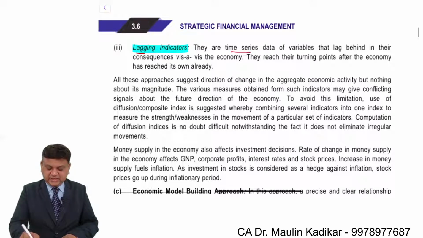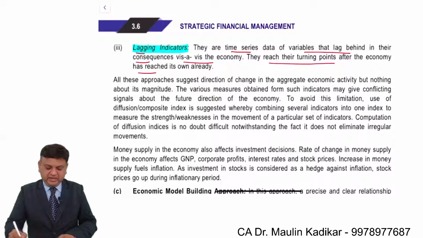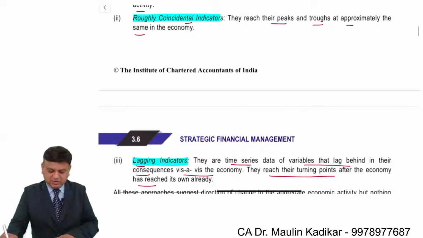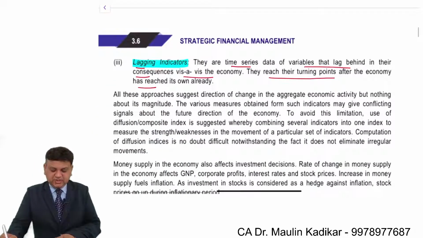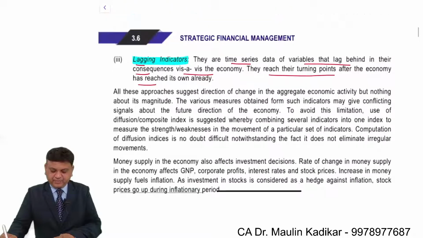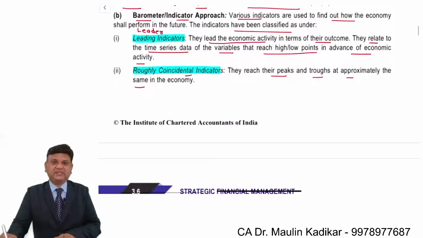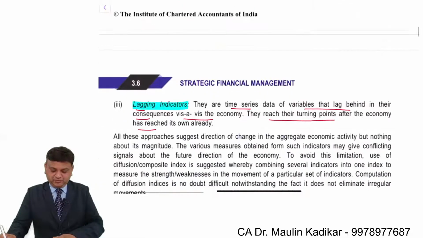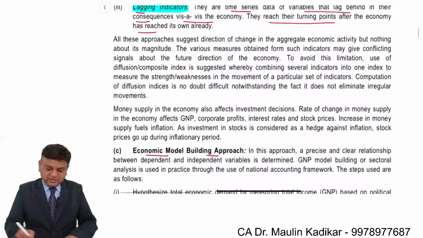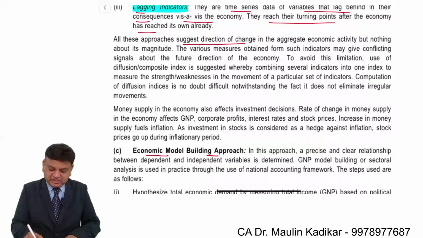They are time series data of the variables that lag behind their consequences vis-a-vis the economy. They reach their turning points after the economy has already reached its own. So this is what we understand as the barometers or the indicator approach. All these approaches suggest the direction of the change in aggregate economic activity, but nothing about its magnitude.